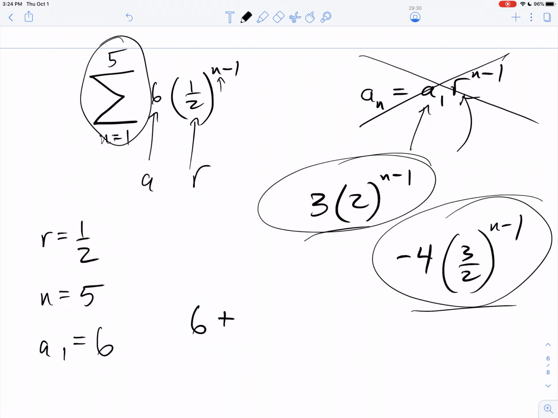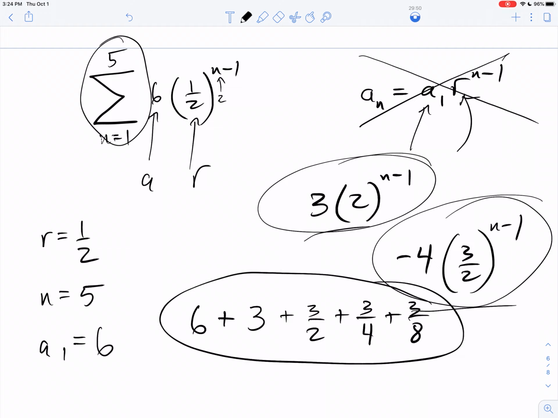Plus, if I plug in 2, I'd get 1/2 to the first. Well, that's 1/2. 1/2 times 6, well, half of 6 is 3. Then the next one, what's half of that? 3/2. What's half of that? 3/4. What's half of that? 3/8. See, when it's only 5 numbers I'm adding up, it's really not a super big chore to write out that many numbers.